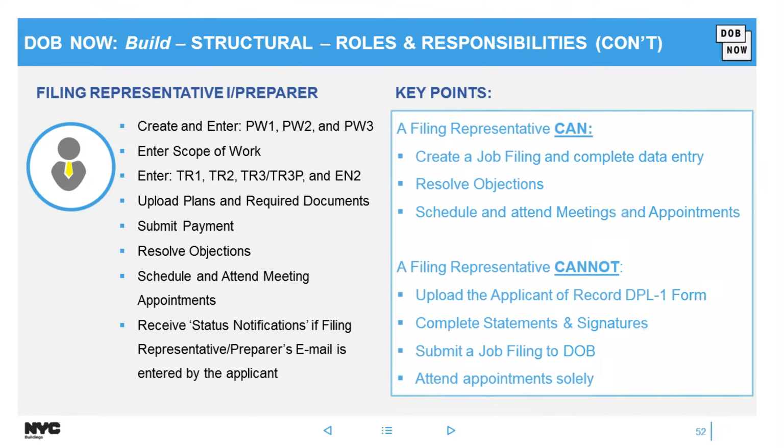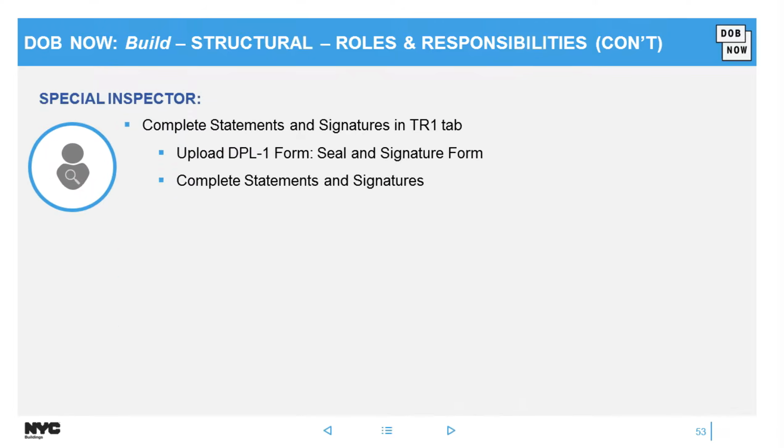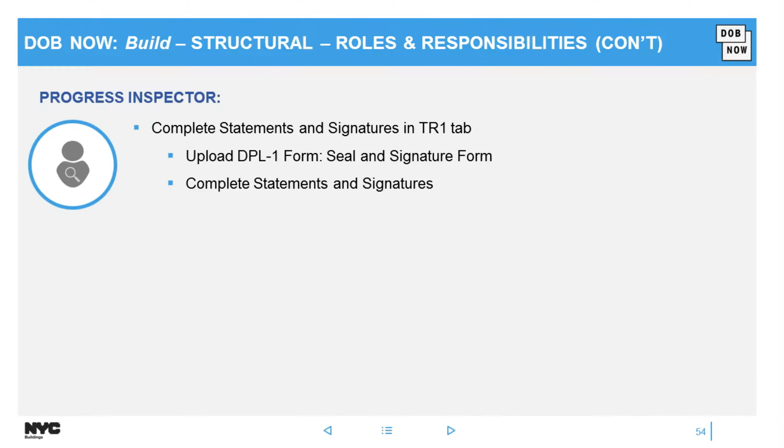If you have concerns about having like a 93-year-old owner who doesn't know how to use a computer. Then we have a filing rep class 1 or preparer, and they could also do all the data entry, resolve objections. They could schedule and attend meetings. However, they just can't attend those meetings solely. Then we have the special and progress inspector, and they do the technical reports by just clicking on the tab. They sign by checking a box, and then they upload their own TPL1 form or seal and signature form. So no more paper TRs, it's now done electronically.